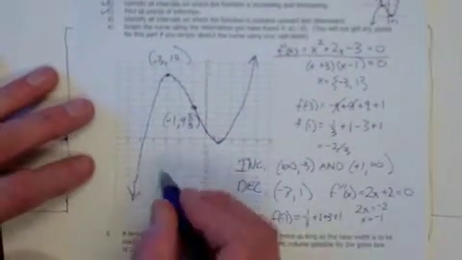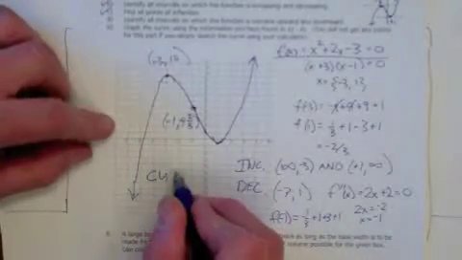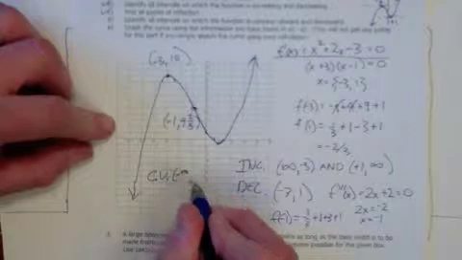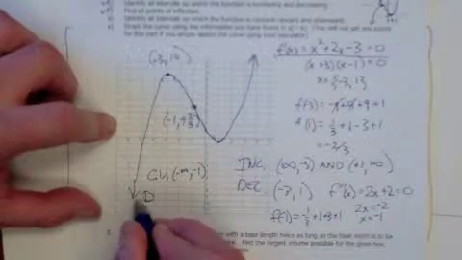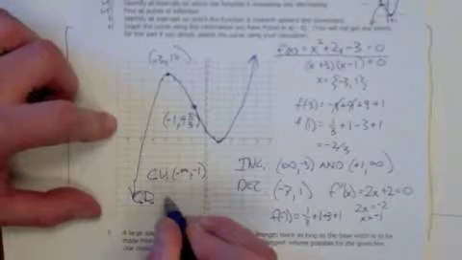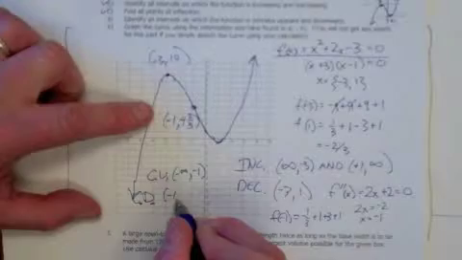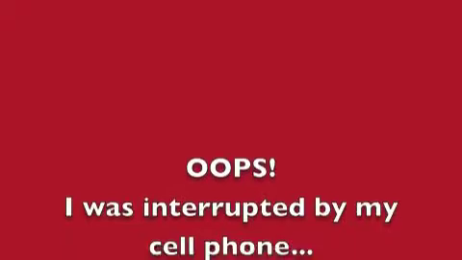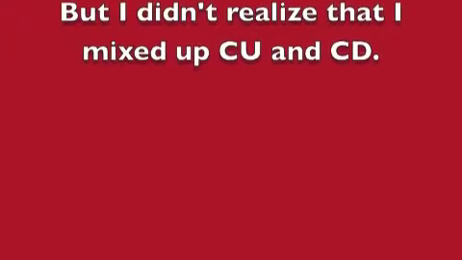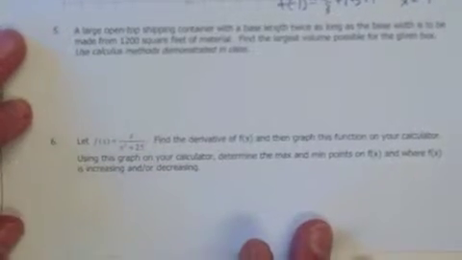Identify the intervals on which the function is concave upward. So I'm going to write that here. Concave up, CU, that's from negative infinity to negative 1. And it's concave down, CD, is from negative 1 to positive infinity.